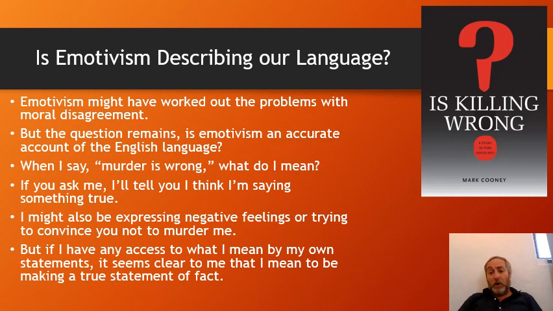I might also be doing those things, right? But it seems fairly obvious that if you think I have any access to what I mean by my words, it's pretty clear that I'm actually trying to express a fact, right? So the problem with emotivism here, even though it seems like it can account for moral disagreement in a sense, is that it's not at all obvious that it's an accurate interpretation of what people mean by these statements. They've got to monkey around and tell you, well, you don't really mean what you think you mean, and you might find that implausible.